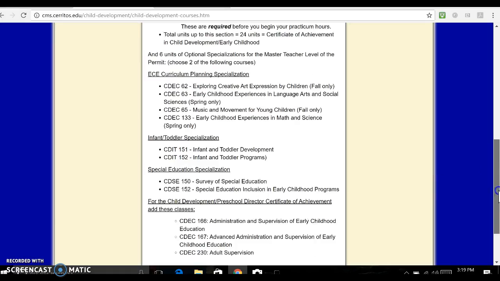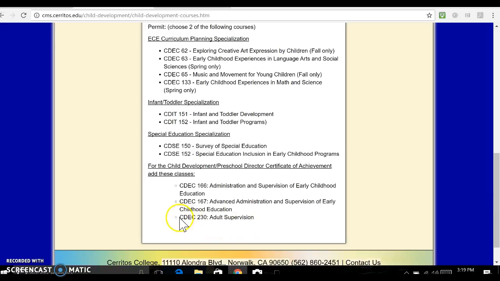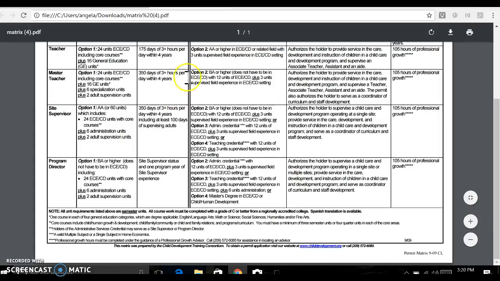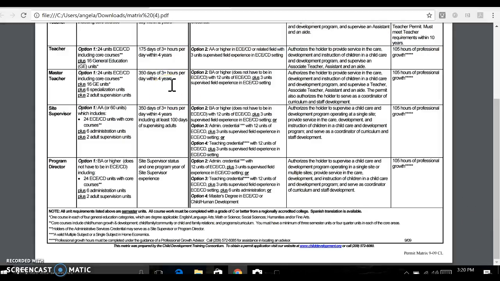And again, for the master teacher level, you have to have CDEC 230, which is adult supervision. We're currently only offering that in the fall semester because we were seeing some low enrollment for that class. So it is required for the master teacher level. So you kind of want to put that in the back of your mind that we are only offering it in fall, but it is a requirement for master teacher level. For the master teacher experience component, you need 350 days working a 3-hour shift or more within the past 4 years.